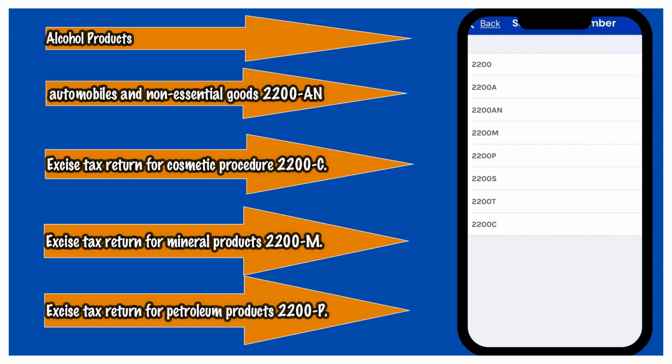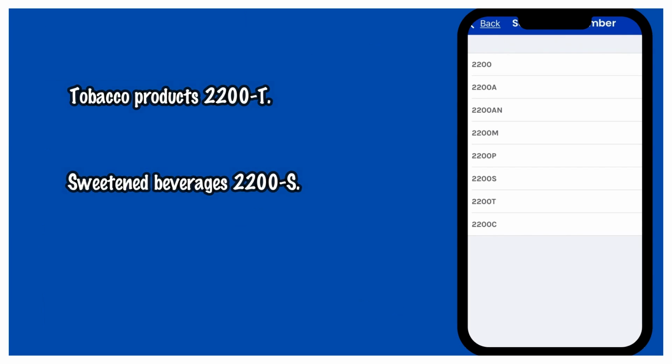Excise tax return for cosmetic procedure 2200C. This form is to pay those who are performing invasive cosmetic procedures, surgeries, and body enhancements. Excise tax return for mineral products 2200M. Excise tax return for petroleum products 2200P. Excise tax return for tobacco products 2200T. Excise tax return for sweetened beverages 2200S.